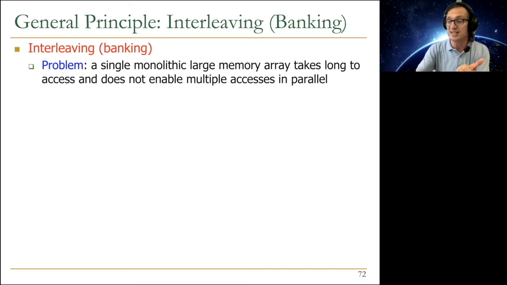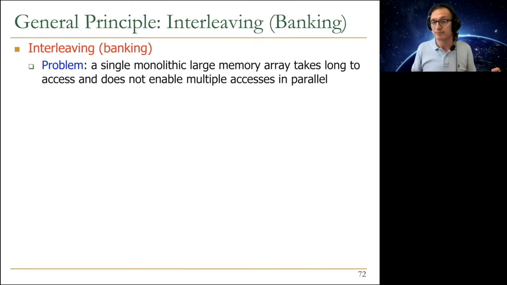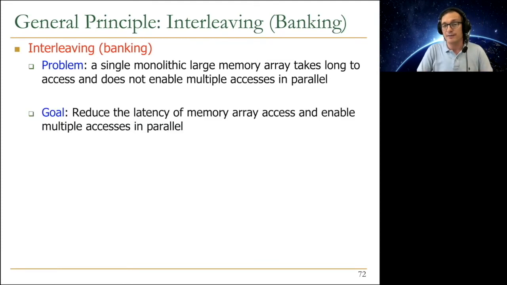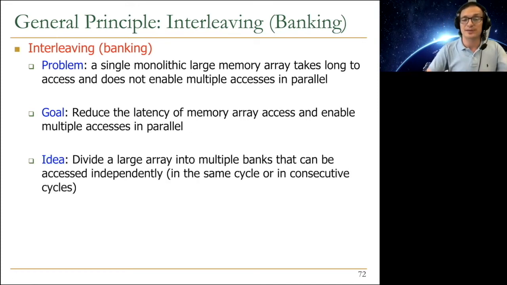It takes too long to access because the interconnects are long, both the word lines and the bit lines. And you cannot do multiple access in parallel. So how do we fix this? Well, we want to reduce the latency of a memory array access and also enable multiple access in parallel. And the idea of banking actually gives you both of these at the same time.